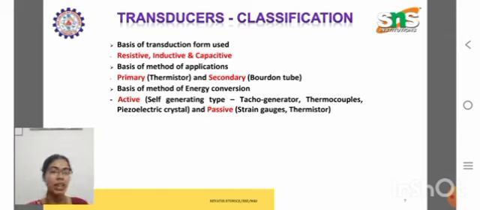Based on the method of energy conversion, there are further two types of transducers: active transducer and passive transducer. In active transducers, which are self-generating types, tacho generators, thermocouples, and piezoelectric crystals are some of the examples. In passive transducers, there are two different types, which are strain gauge and thermistor. These two come under passive transducers.